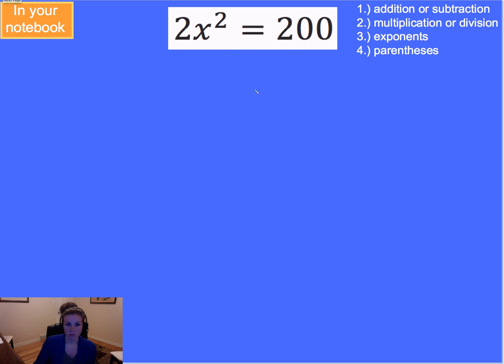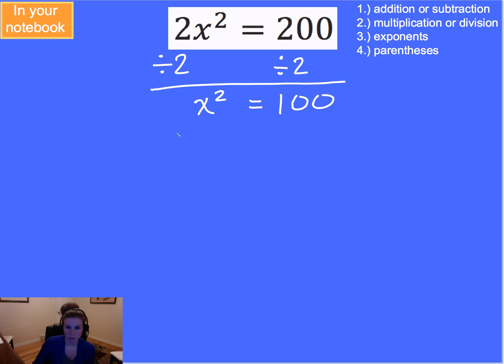In the next problem, 2x squared equals 200. First, undo addition or subtraction, which I can't. Undo multiplication or division. Here I've got this 2 attached to the x squared, which means multiplication. So in order to undo it, I need to do the inverse, which is division. So I'll divide by 2. I'll make sure to do that on both sides. That way the 2's cancel, and I have x squared by itself. And 200 divided by 2 would be 100.